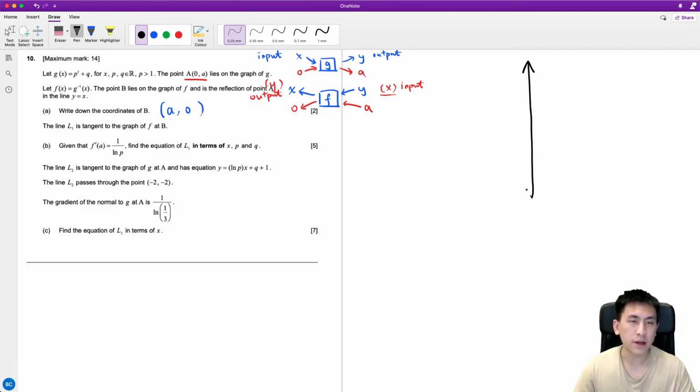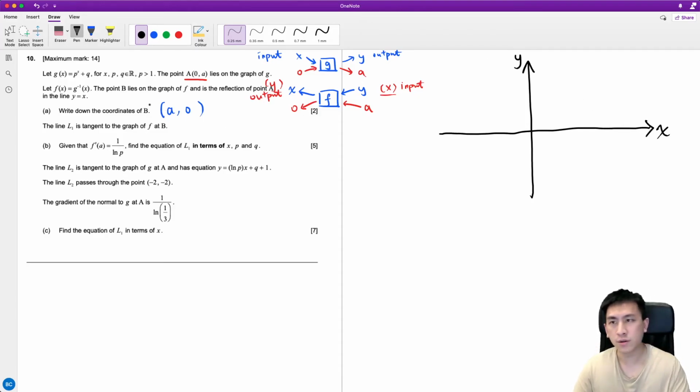So let me sketch the graph here. I'm going to sketch it a little bit bigger. Let's put down the axes. We know that the function g, the original function, is an exponential, because it's just p to the power of x. That means it would look something like this. The reason I draw it a little bit higher than it should be is because of the plus q, which is a vertical translation. It's shifted up a little bit.